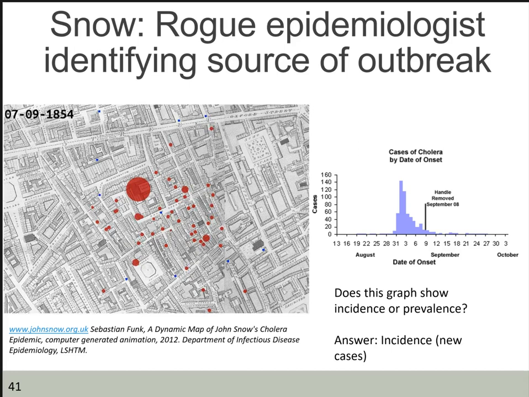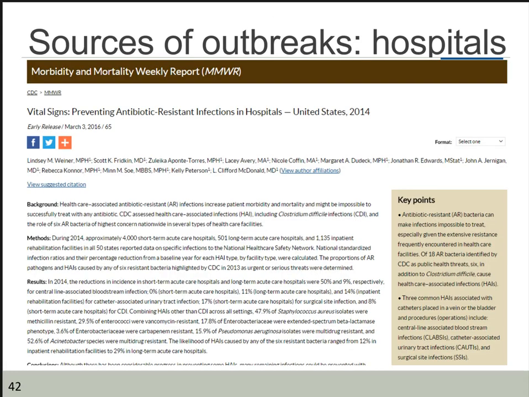In this particular case, we're talking about incidence because these are the number of new cases that occurred in this disease. Now, cholera is relatively short-lived, so this is actually incidence and prevalence.